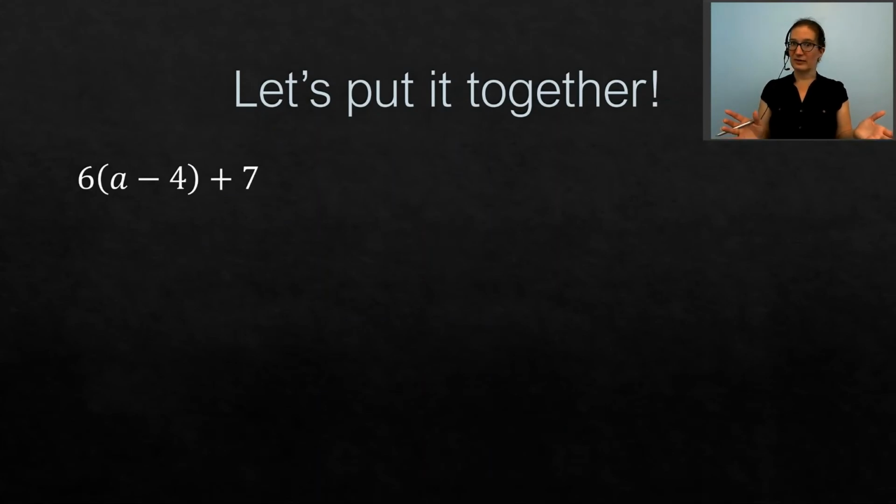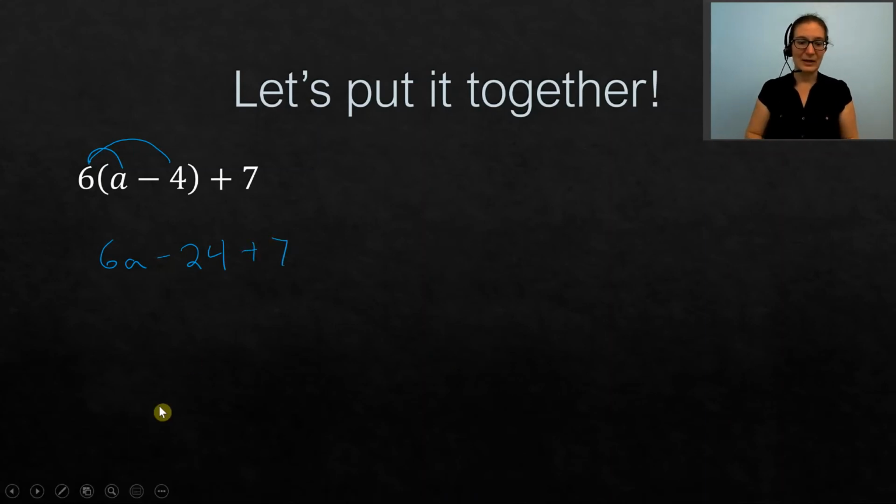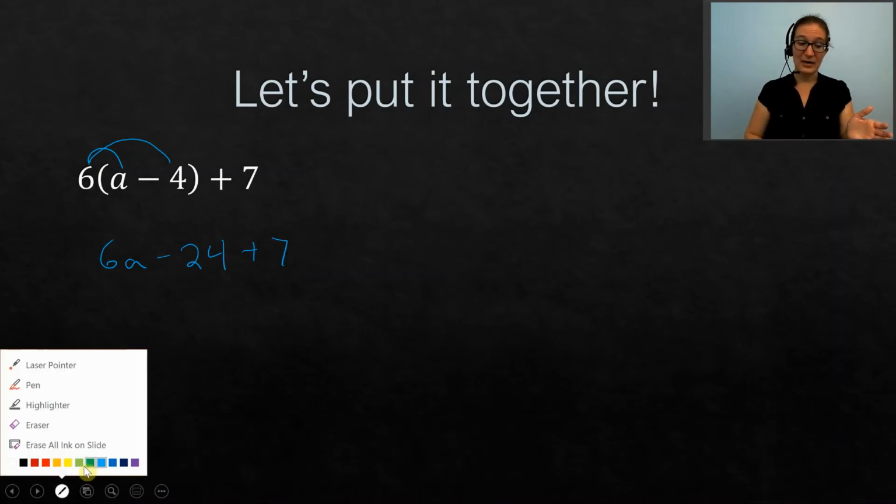Ooh, this one's putting everything together. I've got parentheses and probably I'm going to have like terms later. So let's deal with the parentheses first, just like we would in our order of operations. I cannot go ahead and add those pieces inside the parentheses together because they are not like terms. But I can distribute to get rid of those parentheses. So 6 times a will give me 6a, and 6 times negative 4 will give me negative 24. And we still have the plus 7 on the outside. It didn't go away, we just haven't done anything with it yet.